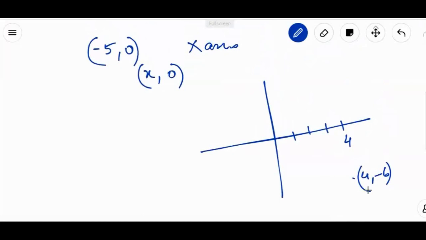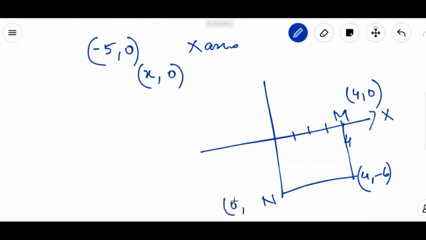Okay, this is 4 comma minus 6. Now they are saying draw perpendiculars. So you drop these perpendiculars. And now they want that you write the coordinates of M and N. So PM is on the x-axis. This is M. So this is obviously N. What will be the coordinate of M here? 4, 0. Correct. And coordinate of N will be 0 comma minus 6. Right. This is how we do it.